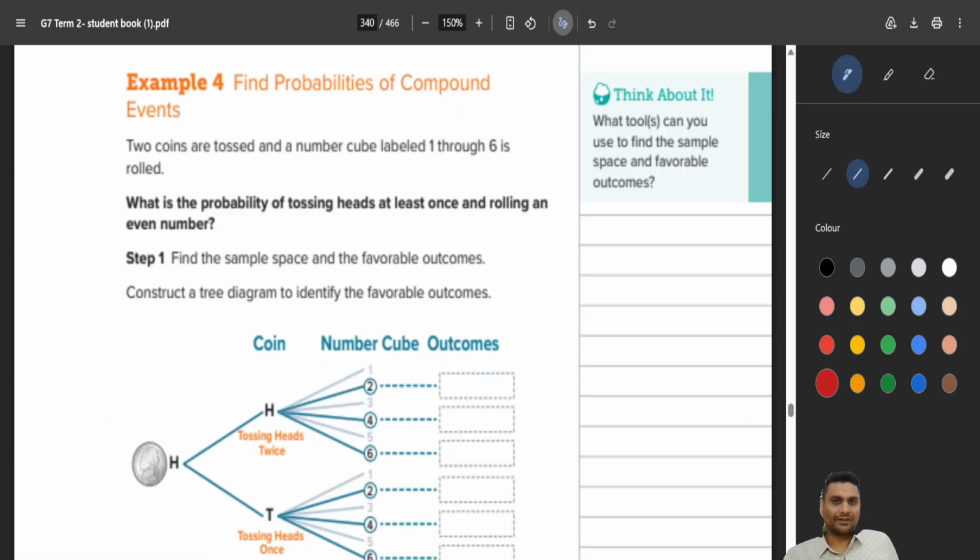Next question, let us try one more question. Two coins are tossed and a number cube is rolled. So now we have three events, right? So I have two coins and a number cube.